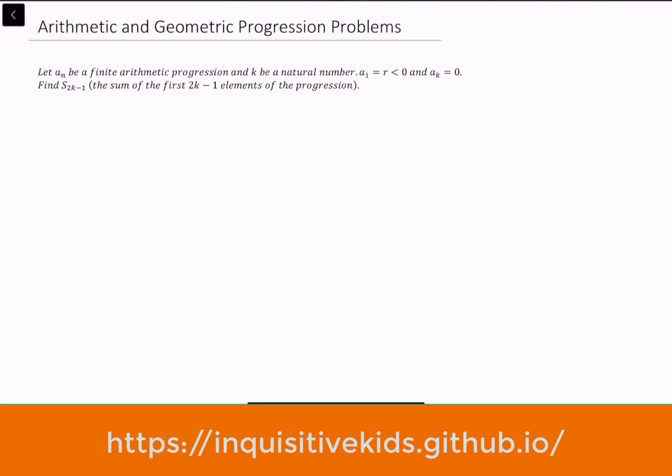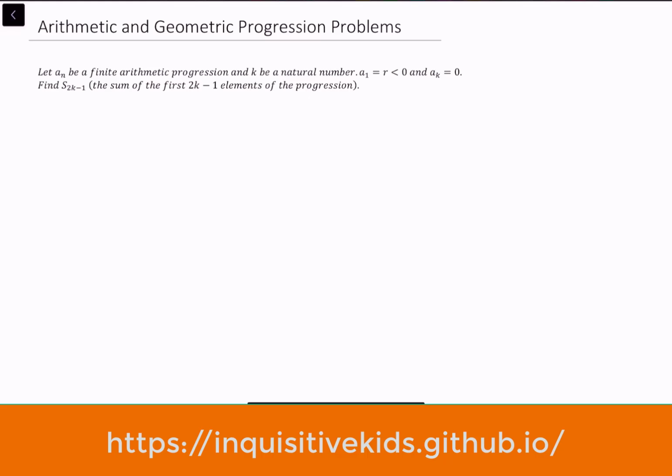In these videos, we're going to be solving some problems about arithmetic and geometric progressions. Let a sub n be a finite arithmetic progression and k be a natural number. The first term is equal to r and it's negative, and a sub k is equal to 0. Find the sum of the first 2k minus 1 elements of the progression.